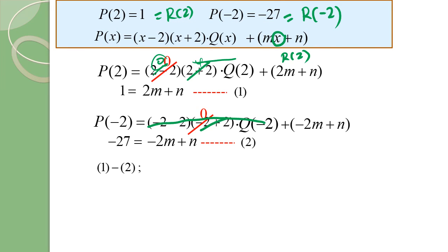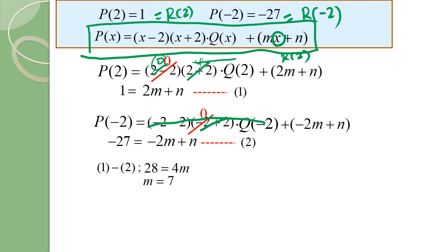So equation 1 minus equation 2. 1 minus negative 27 is 28, and on the right side 2m minus negative 2m is 4m. n minus n is 0. So m is equal to 7. Now that we found m, we can find the value of n. This is a bit complicated, but we have to use this equation to solve for mx plus n by knowing the remainder for each divisor individually.